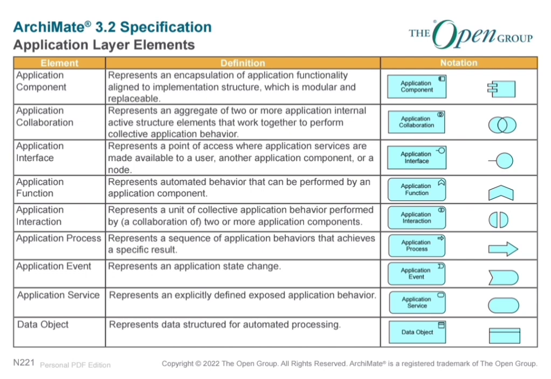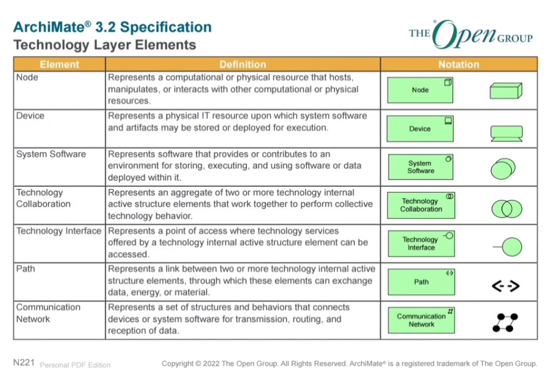Okay, so we've gone from business ops to the software supporting them. What does all that software actually run on? Now we're down to the technology layer. This covers the hardware, the system software, the networks, the whole infrastructure environment. So this includes the actual computers and servers, nodes and devices? Yep. Nodes, which can be computational or physical resources. Devices like servers, workstations, smartphones. System software, your operating systems, database management systems, middleware, and technology collaboration for when these things work together.